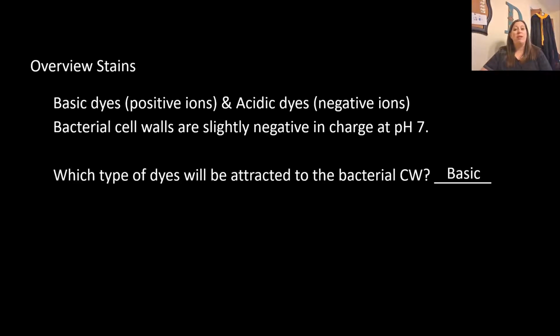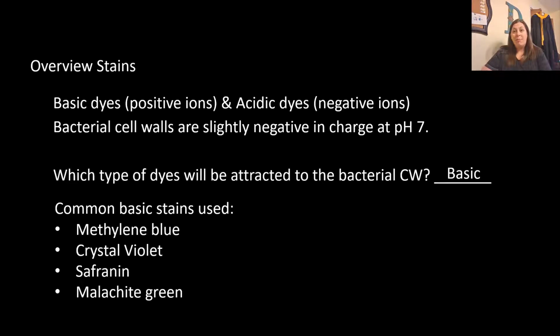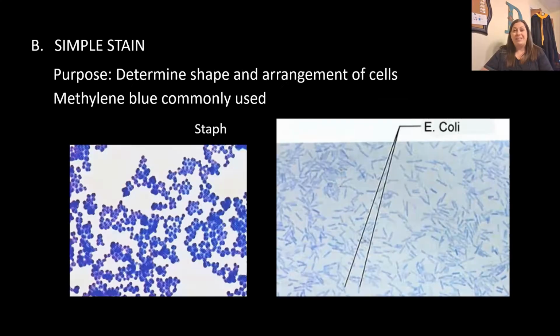Acidic dyes won't work as well because a negative and a negative will repel each other. So some common basic dyes that are utilized in the lab are methylene blue, crystal violet, safranin, and what we call malachite green. These are just some common basic stains that are utilized. When we're staining, we might utilize what we call a simple stain. The purpose of a simple stain is to determine the shape and arrangement of cells. A very common simple stain that's used is methylene blue.